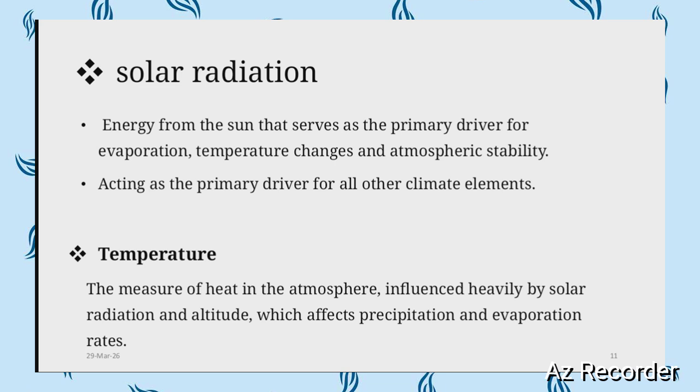Temperature is the measure of heat in the atmosphere, influenced heavily by solar radiation and altitude, as we looked at earlier, which affects precipitation and evaporation rates.